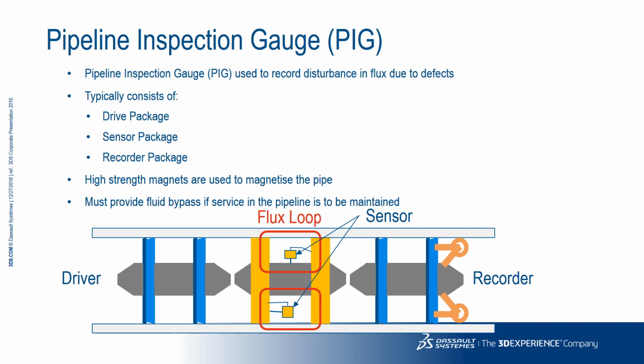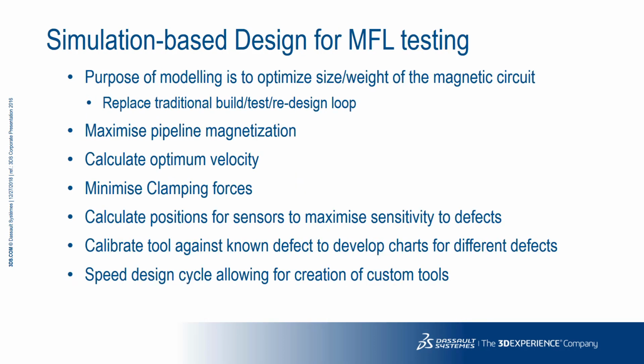An array of sensors around the circumference of the PIG detects the magnetic flux leakage and notes the area of damage. The purpose of performing simulation and design of a PIG is to optimize the shape and weight of the device against given performance criteria.